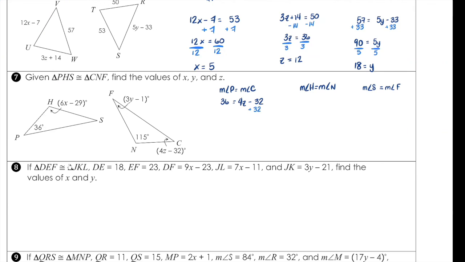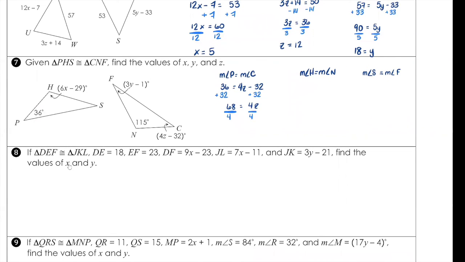Add 32 to both sides. So 36 plus 32 gives me 68. How am I going to get z by itself? Divide both sides by 4. So what's the value of z? 17.